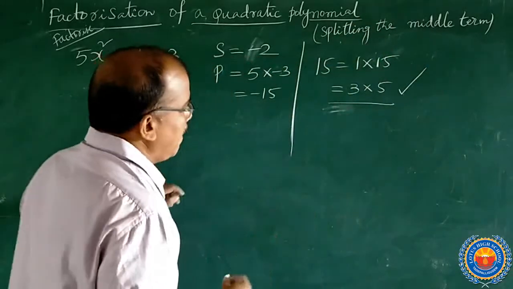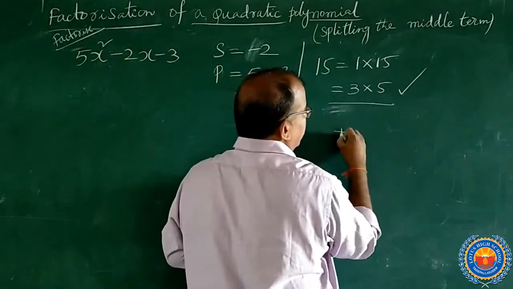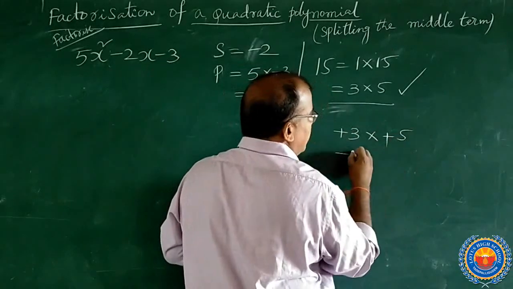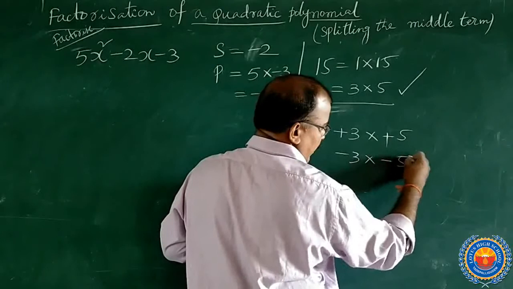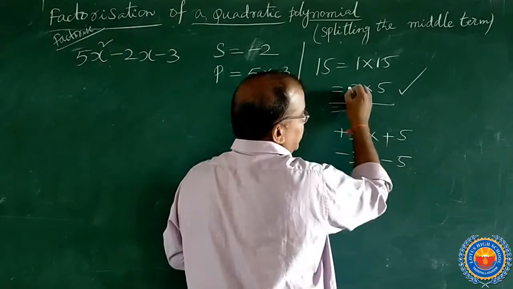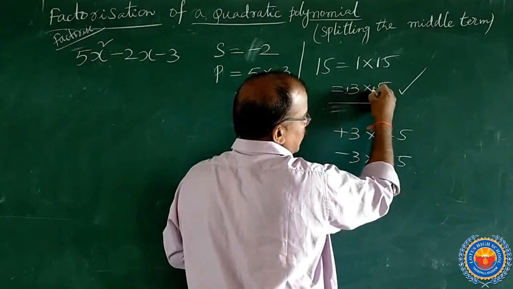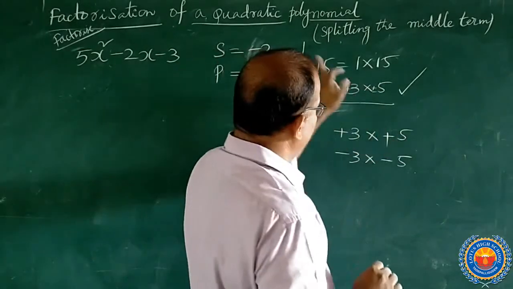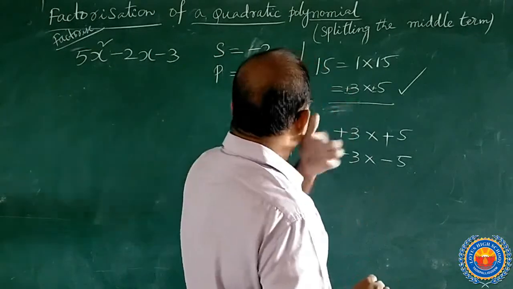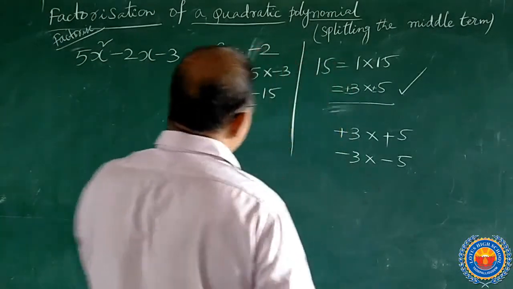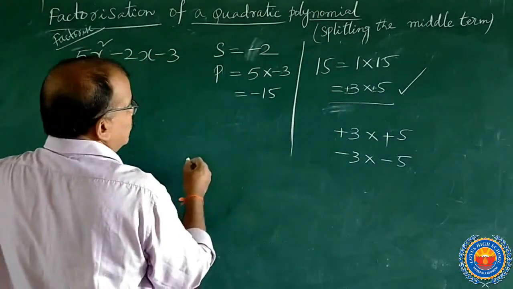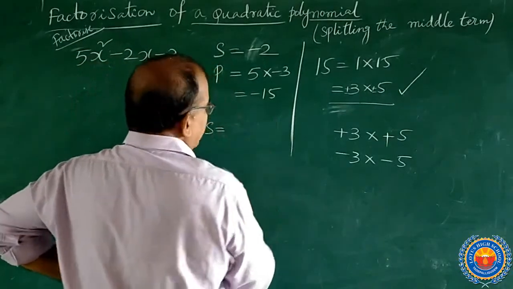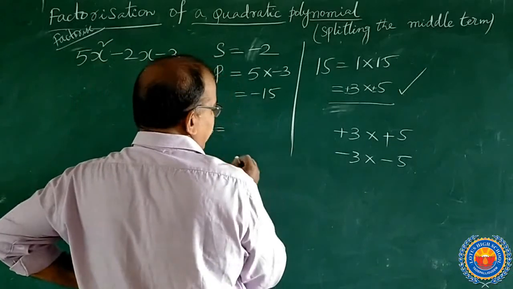I take the numbers. This is nothing but plus 3 into minus 5. Sorry, plus 5. Minus 3 into minus 5. Both are correct. You can write at a time plus or minus 3, plus or minus 5. So plus 3 into plus 5 is equal to plus 15, and minus 3 into minus 5 is equal to plus 15. Okay. Now which numbers are suitable? The sum, I should get minus 2. That's what I am taking.